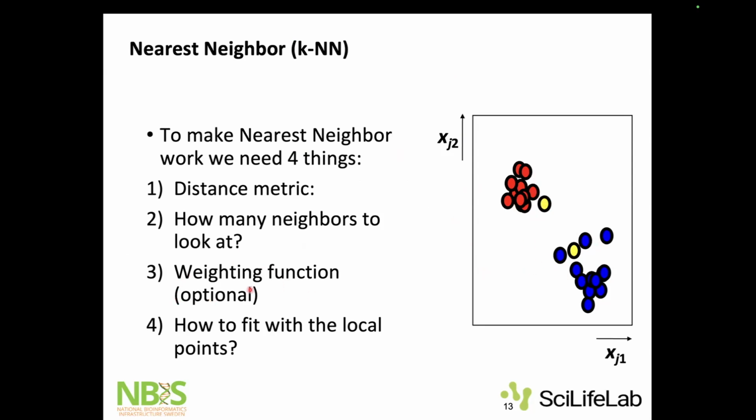We can also have a weighting function. It's optional, but I will describe it briefly in one slide shortly. And we also need a way to decide how we want to label this new data. For example, is it going to be a majority voting, or is it going to be an average over these k nearest neighbors that are close to the data point that we want to classify?